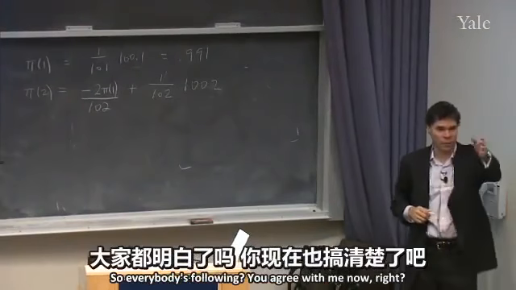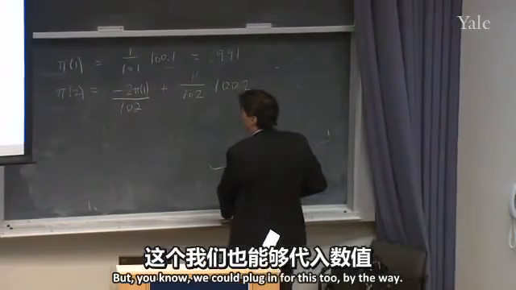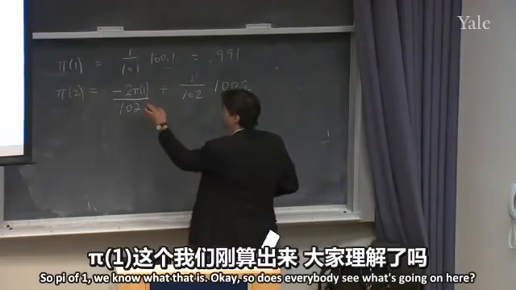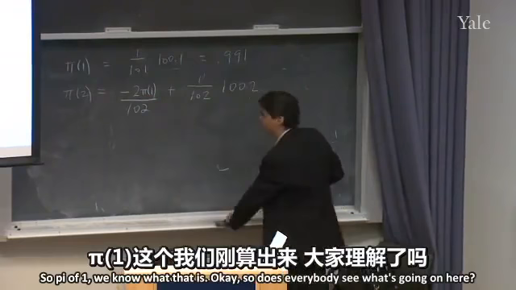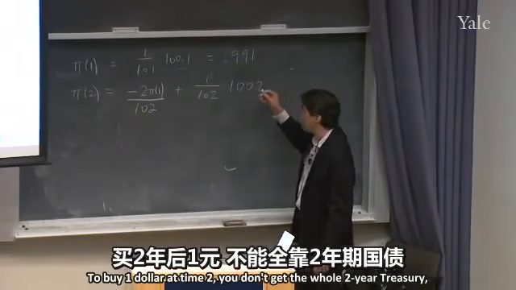So everybody's following? You agree with me now, right? But we could simplify. We could plug in for this too, by the way. So pi of 1, we know what that is. Okay, so does everybody see what's going on here? To buy $1 at time 2, you buy.